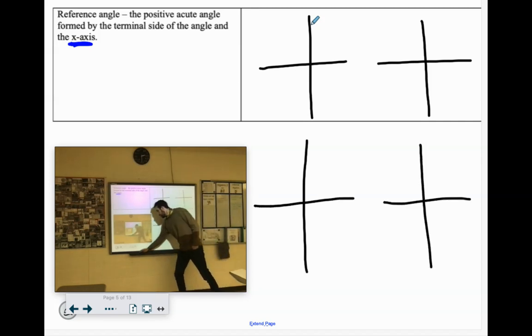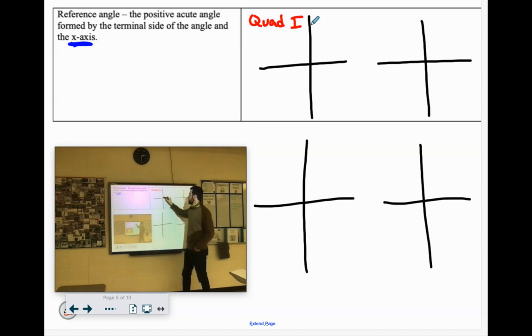All right. So situation 1 is when it ends up in quadrant 1, which is this top right section. So the reference angle would form between this terminal side and the x-axis. Now, the acute angle with the x-axis would go here. So let's say the measure of this angle is theta.